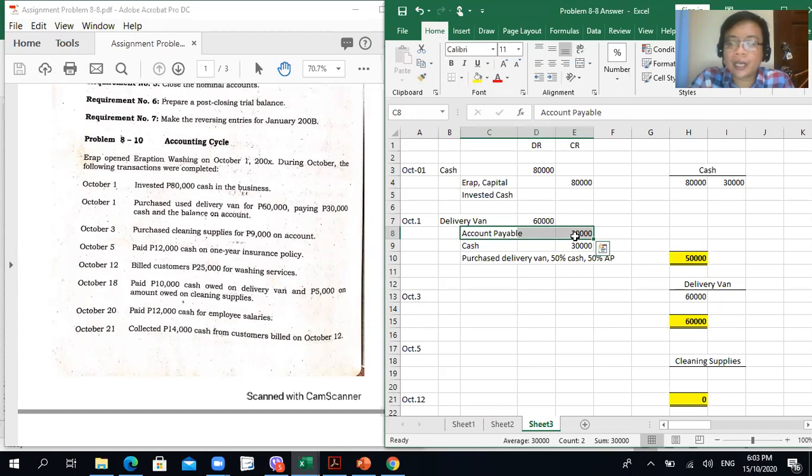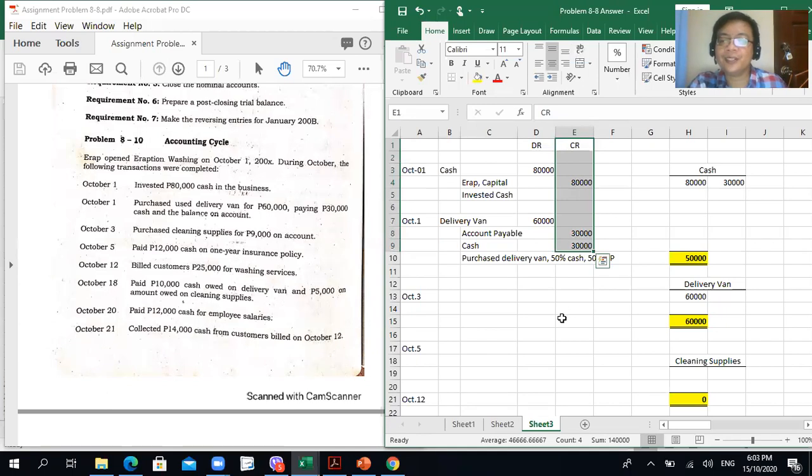Of course, you pay cash so that you can purchase the delivery van. So your cash will decrease, correct? If you decrease your asset, it is on the credit. Is cash on the credit? The answer is yes. So far no question?